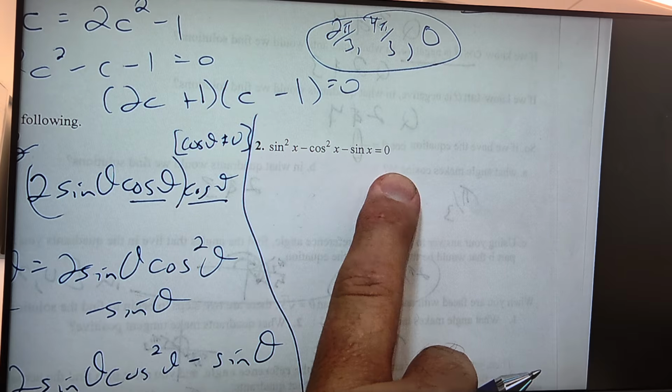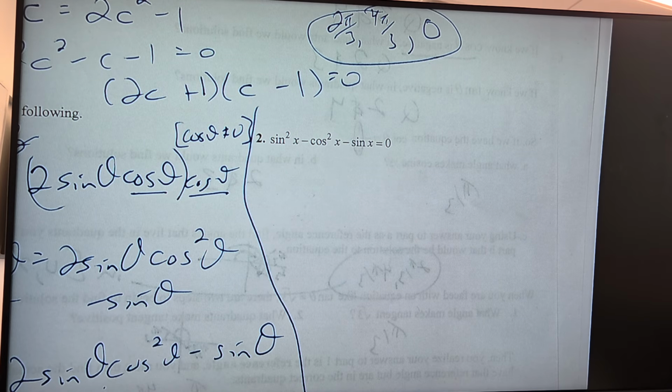Any ideas on this thing? Somebody just fell out. Sorry. I don't know why I'm laughing so much, guys. Dumb, but that's okay. Any ideas?